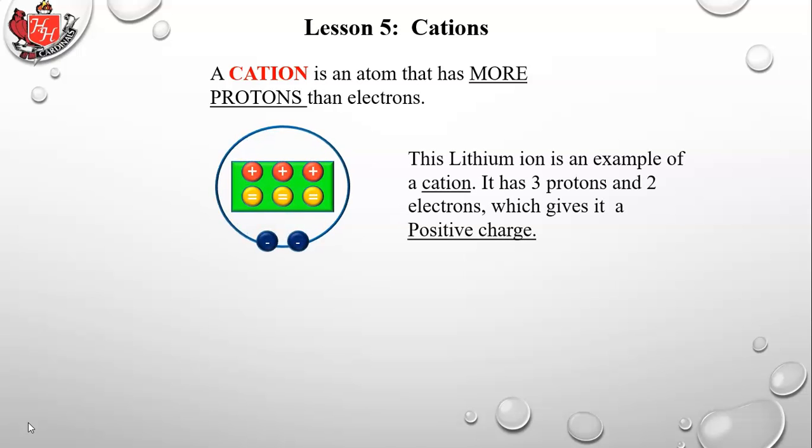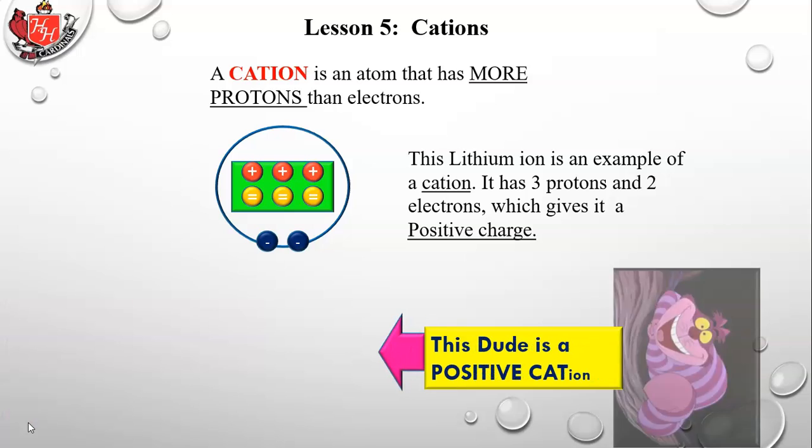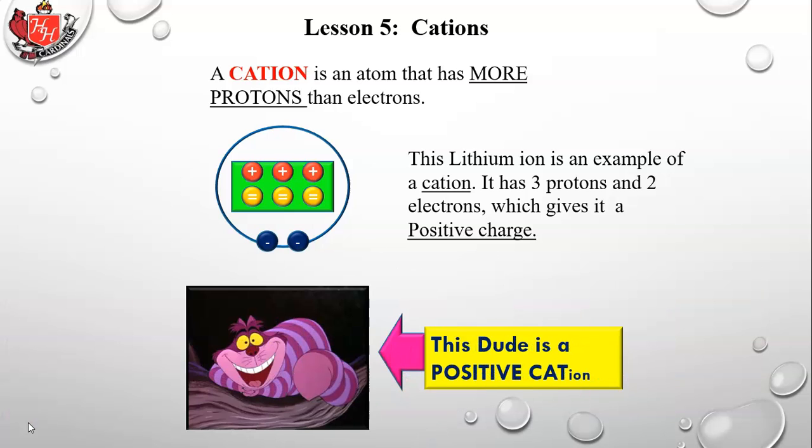This lithium ion is an example of a cation. It has 3 protons and 2 electrons, which gives it a positive charge. So this dude is a positive cat. So that smiling cat is the positive cat, so positive cation.